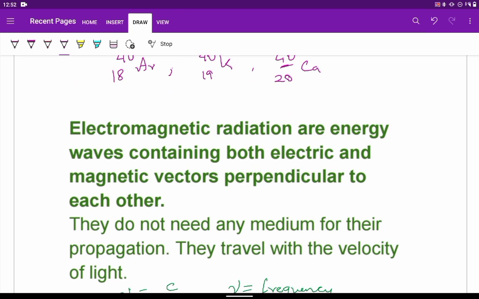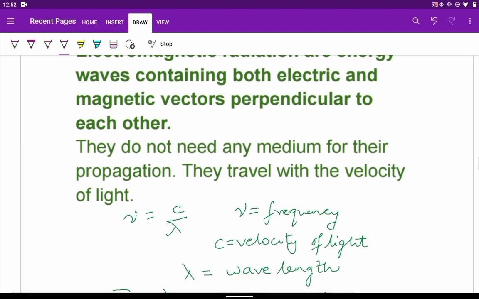Next, an important topic of this chapter, electromagnetic radiations. Now what are they? Electromagnetic radiations are energy waves which contain both electric and magnetic vectors perpendicular to each other. They do not need any medium for propagation. They travel with the velocity of light. Material medium is not needed for propagation.